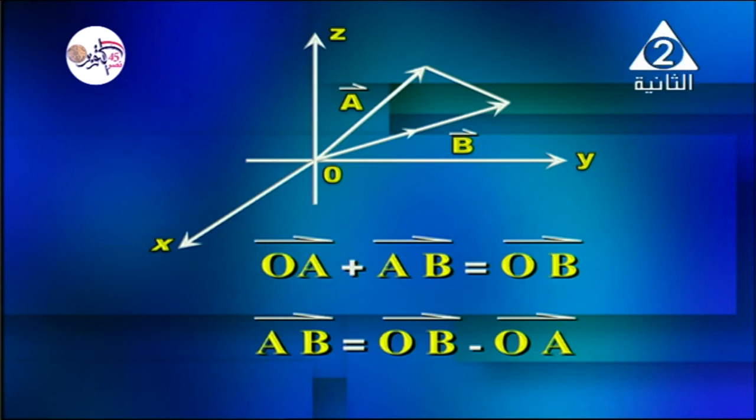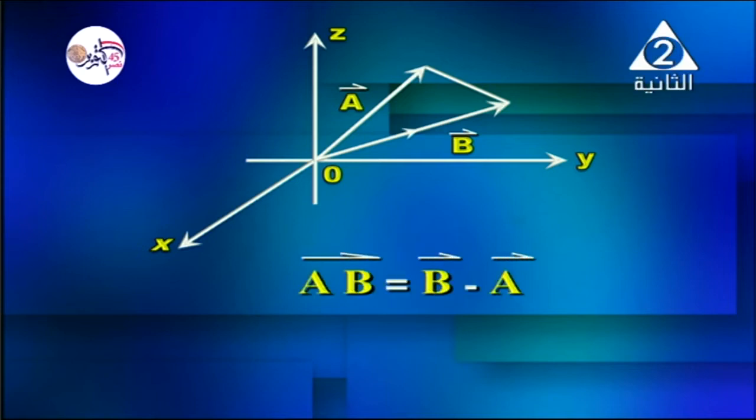Now we have two equations. The first equation: when we add OA vector plus AB vector, the answer is OB vector, from the direction or from the algebraic form. Or AB vector equals OB vector minus OA vector. AB vector means B vector minus A vector.